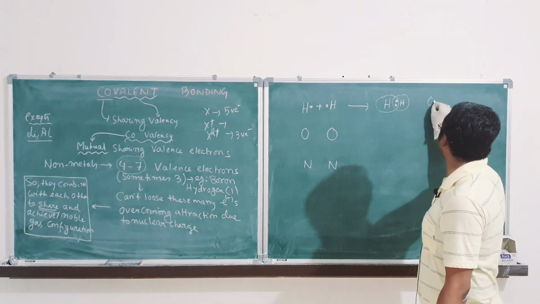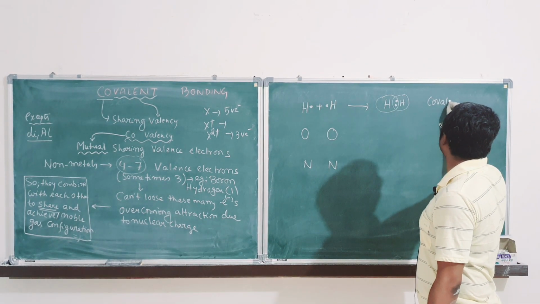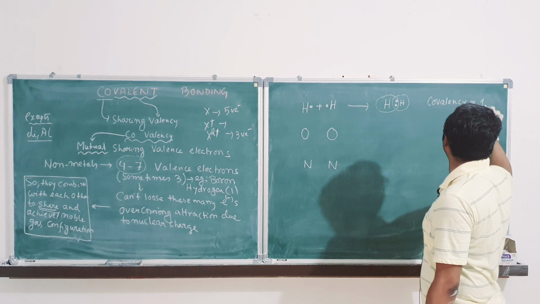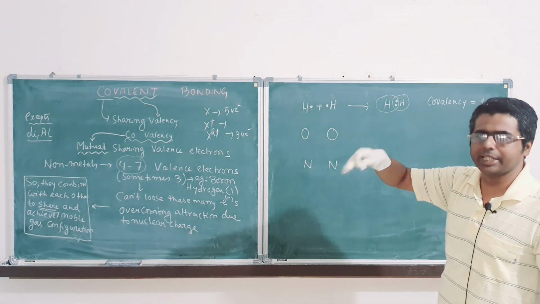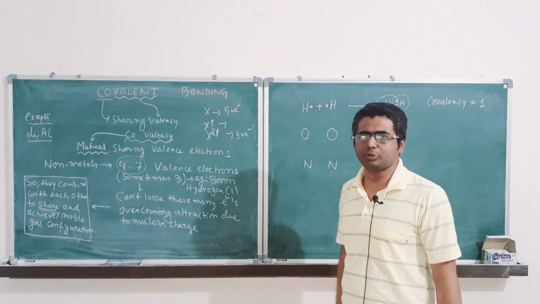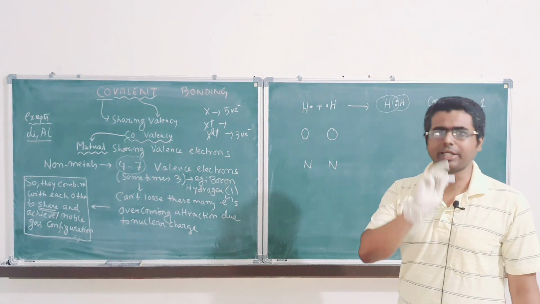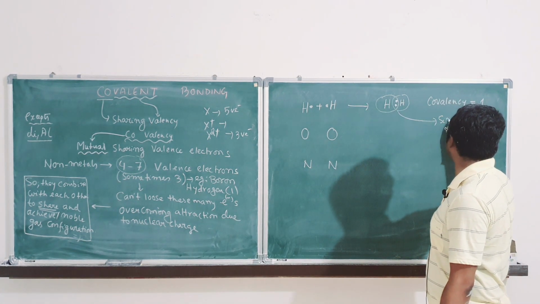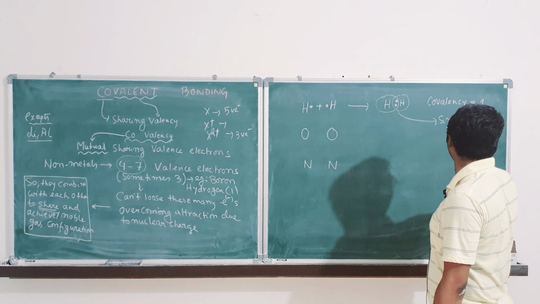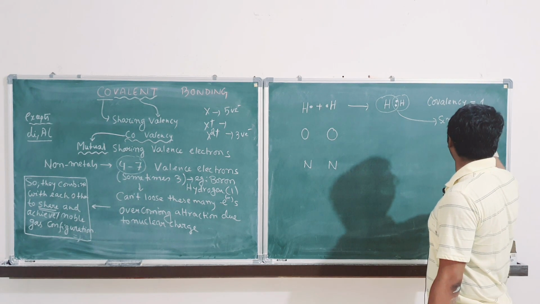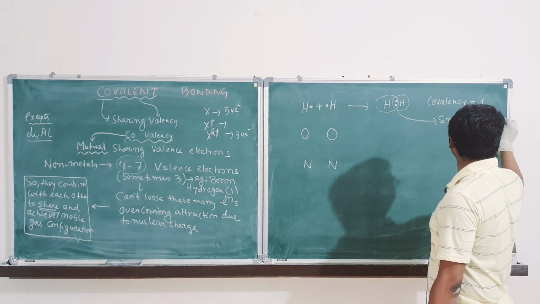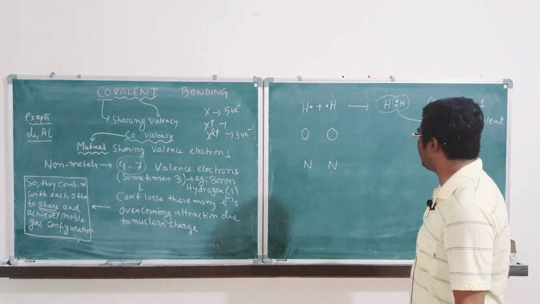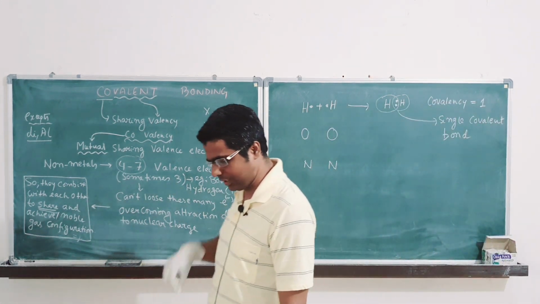So covalency here is, covalency of hydrogen here is 1, because in the total sharing, one hydrogen has contributed 1 electron, and this is a single covalent bond. This is a single covalent bond.